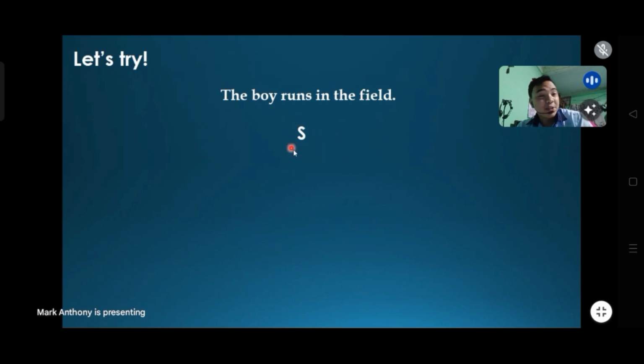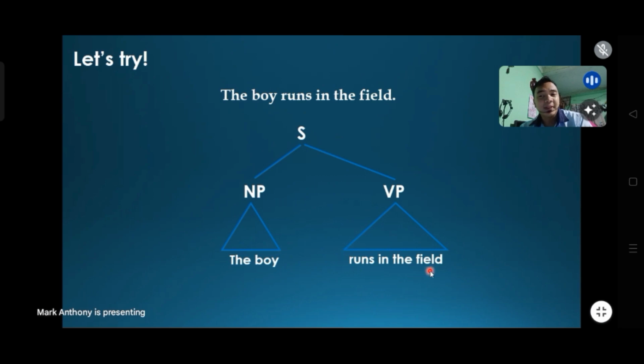There we have the first constituent, which is the sentence, and it will be divided into two subconstituents: the noun phrase and the verb phrase. Under these constituents, it will be separated into different subconstituents. So the first words we have, the boy, is the noun phrase, while the verb phrase is runs in the field. As basic as that, there we have the first structure rule in phrase structure.